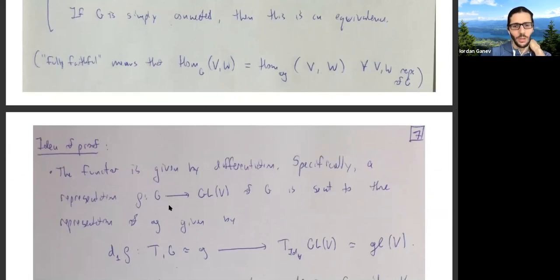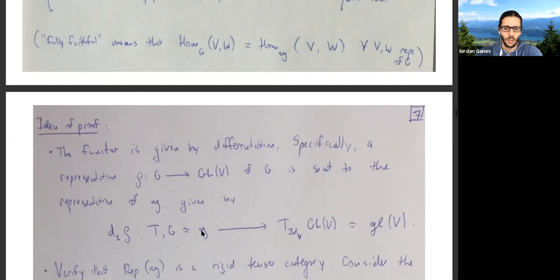The differential of this action map will be a map from the Lie algebra, which is the tangent space at the identity of the group, to the Lie algebra gl(V), which is the tangent space at the identity of the group GL(V). It will be a map of Lie algebras, and it gives V the structure of a representation of the Lie algebra of G. So that's the functor.